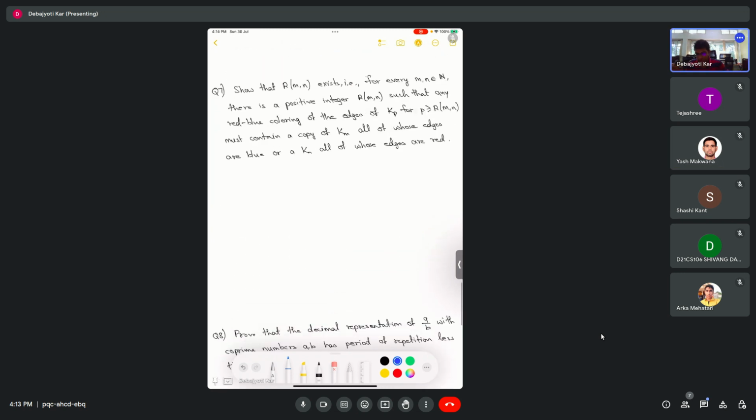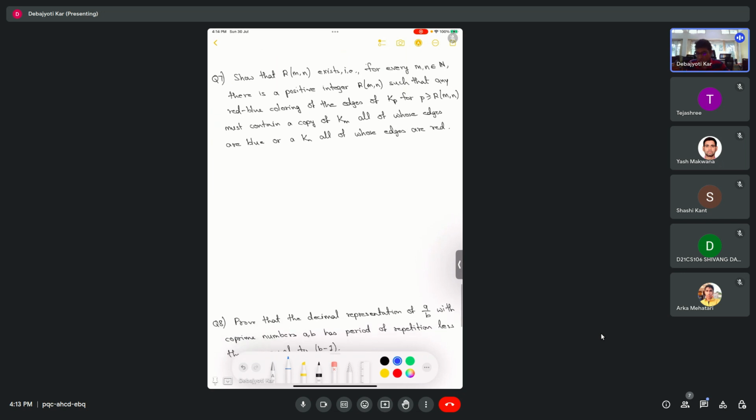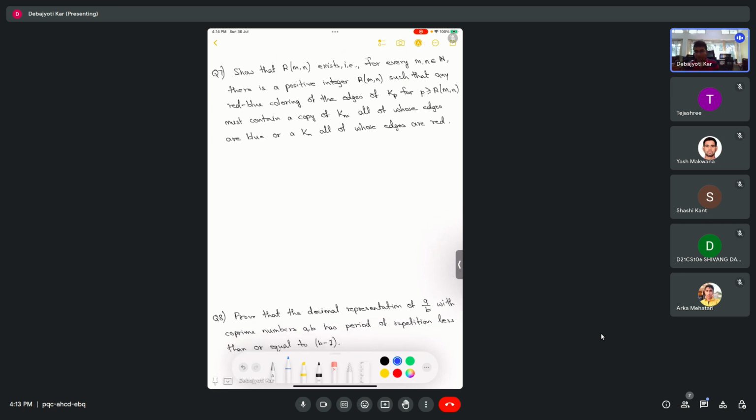Okay. Now the next question is on Ramsey numbers. So I think sir covered a bit of Ramsey numbers, but he left one basic question as an open thing. So the first thing is, what is a Ramsey number?